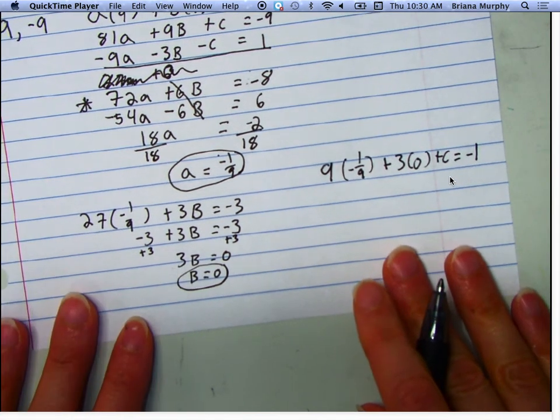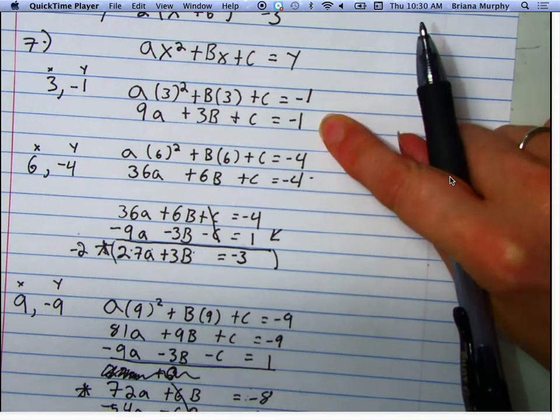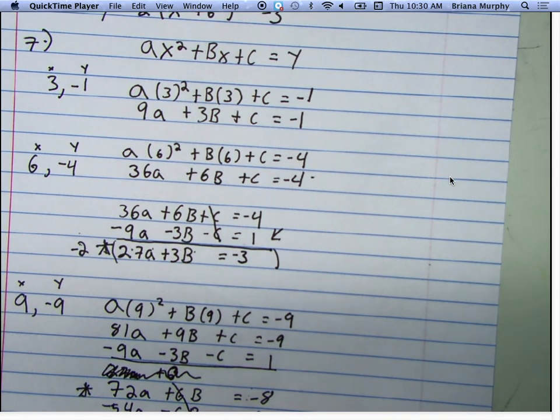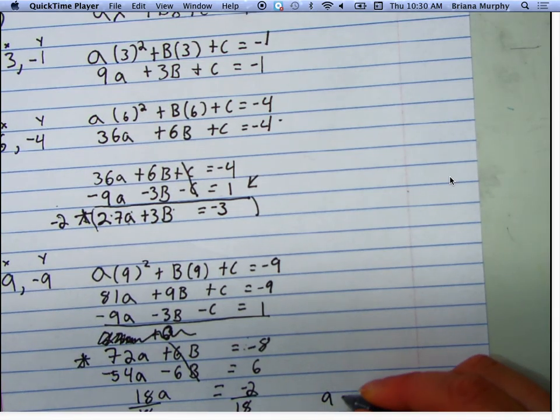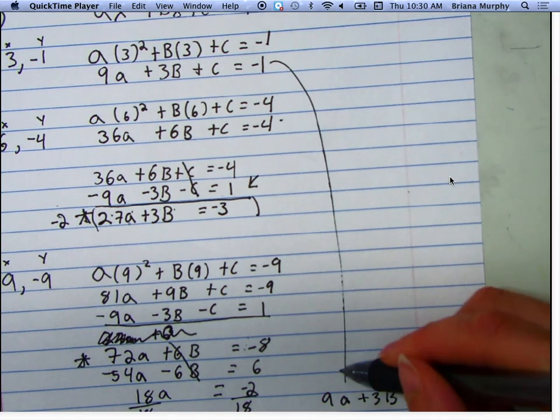Yeah, wait, I'm getting that. Where are you getting that from? This one right here? Yeah. Right here. Wait, you can use any of them. Oh, so the 9. So I literally took both of those and put it into 9A plus 3B plus C equals negative 1 from way up here.